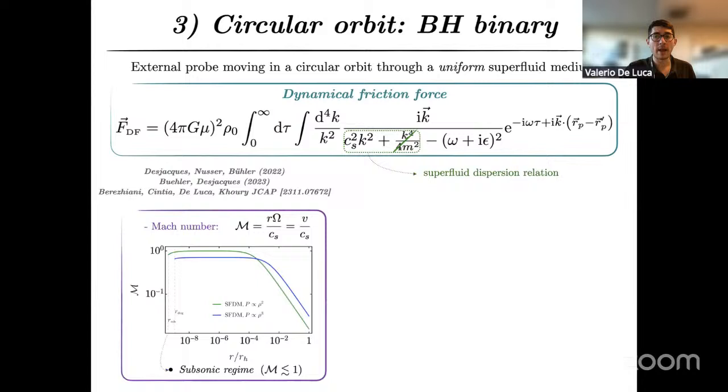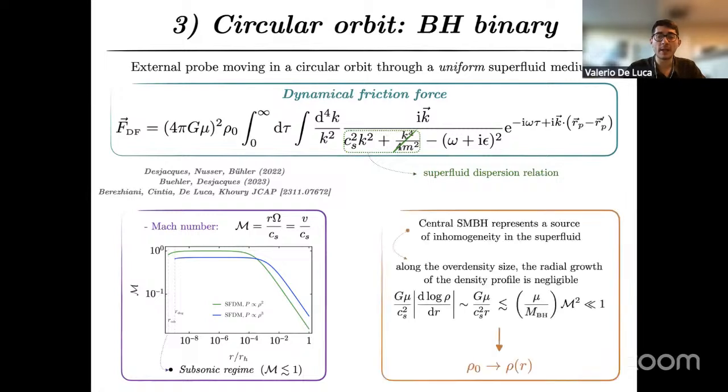Now, the force depends on the Mach number, which is given by the ratio of the velocity of the probe compared to the sound speed. And as you expect, we are mostly in the subsonic regime, which is characteristic of superfluid dark matter. But in principle, we are breaking the assumption of uniformity because the presence of a supermassive black hole at the center is a source of inhomogeneity. However, if you study the radial growth of the profile, you will see that in practice this is very small. So in the force, you can just replace the uniform density for the superfluid environment with a spike profile.